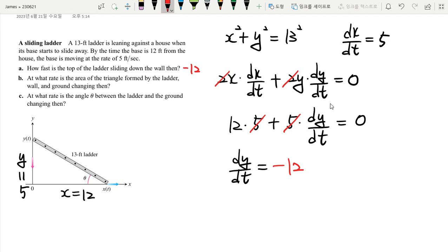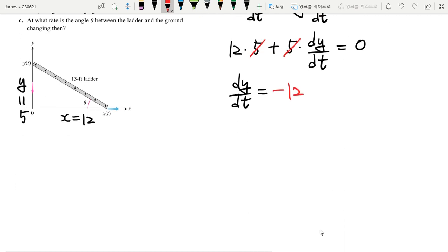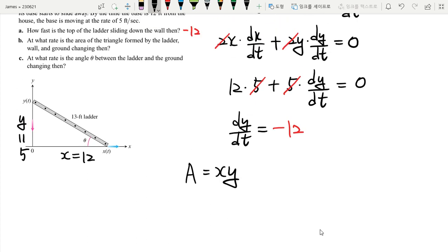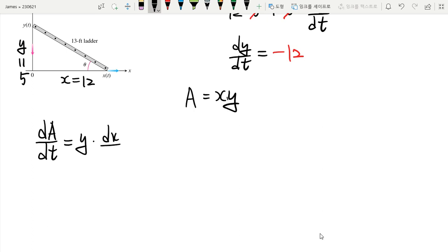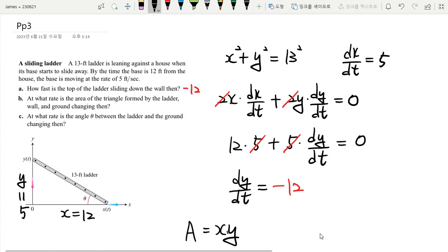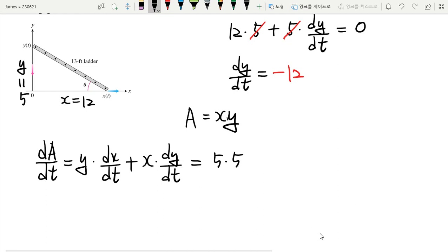And how about the area? Okay. So the area is the product of x and y. So if we want to find the rate of change in the area, so dA over dt we want to find. So using product rule, y is 5, dx over dt is 5, x is 12, but dy over dt is minus 12. Can you find this value?